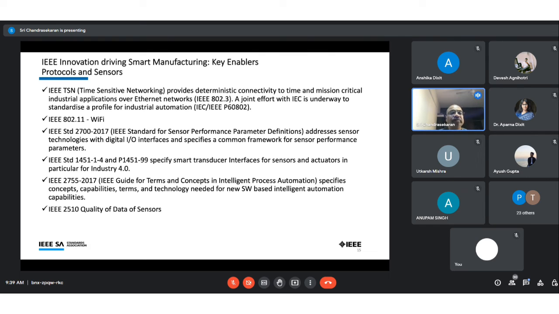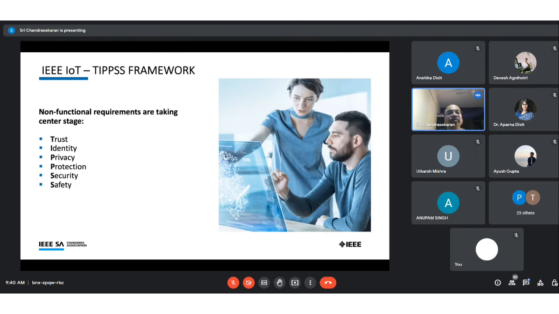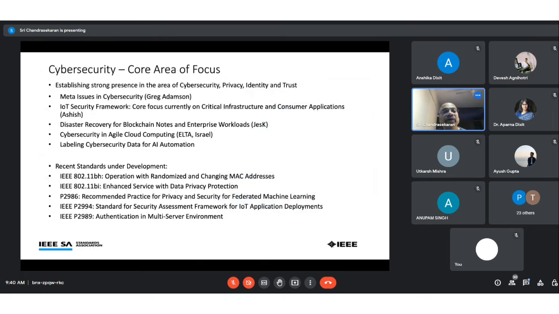Without going into the details, there are several standards that we are looking at. One of the key standards is what we call time-sensitive networks. I don't want to go too deep into this, but I spoke about 802.11 and its impact. There are various standards we are doing on sensors. And oh yeah, I did have a slide, and we talked about the trust framework. So I will skip that.